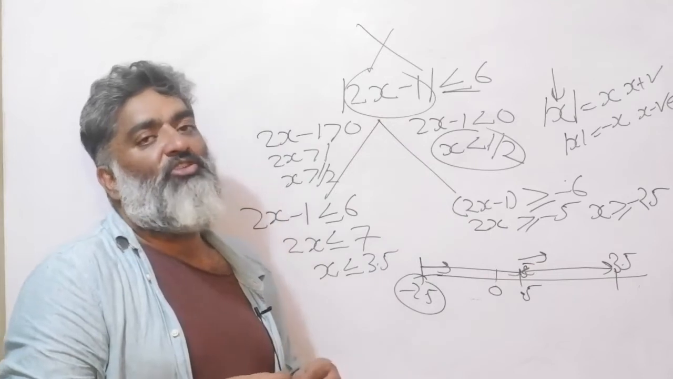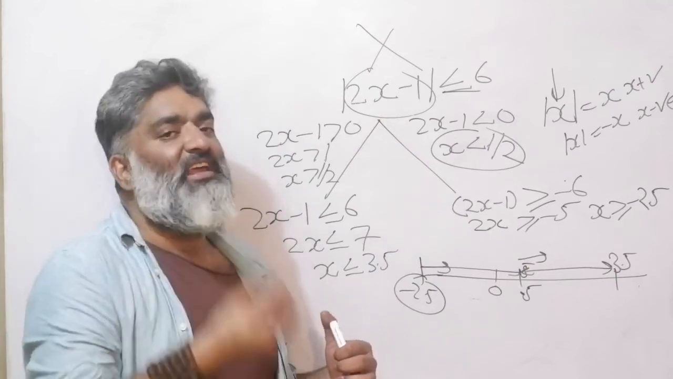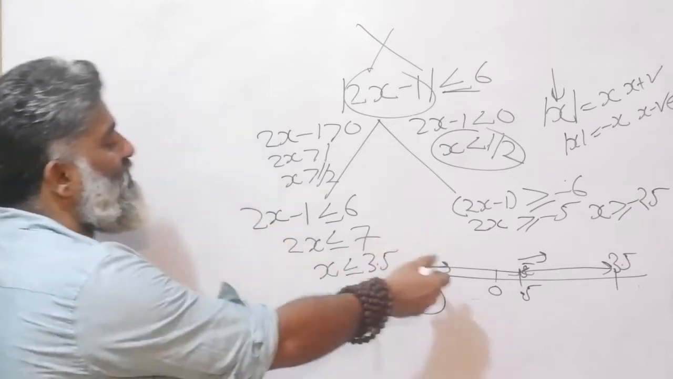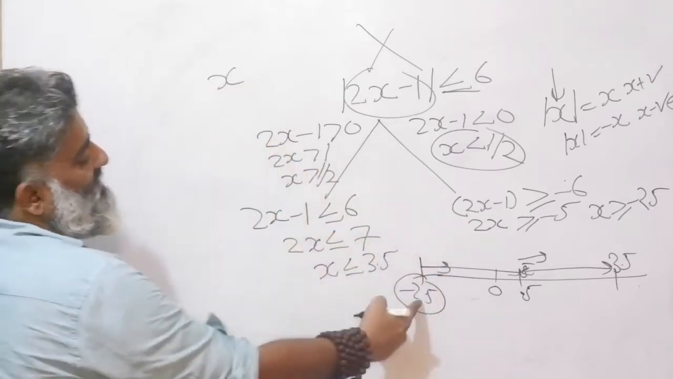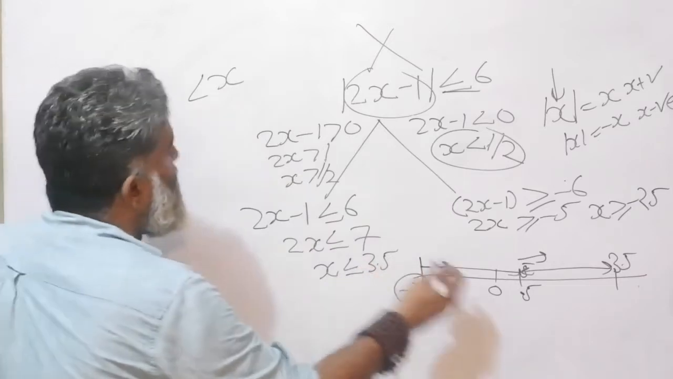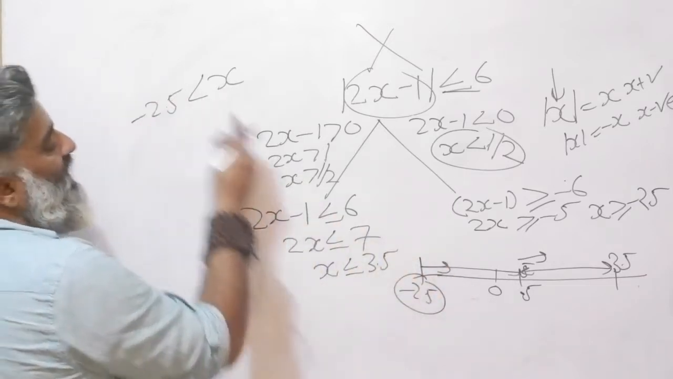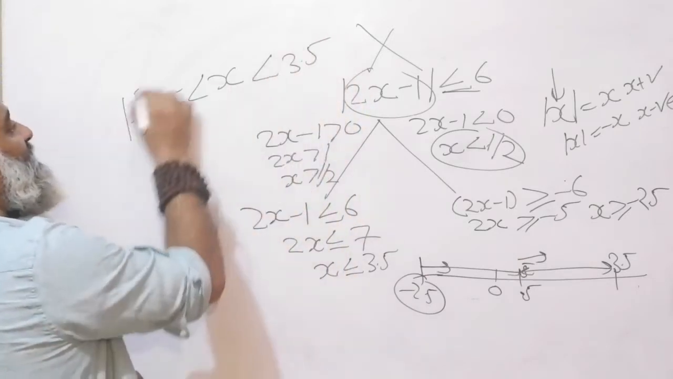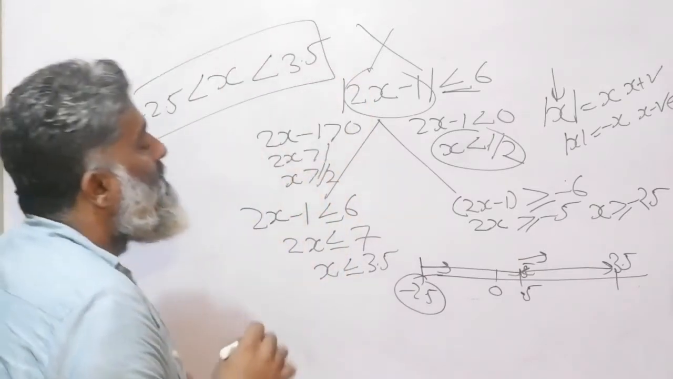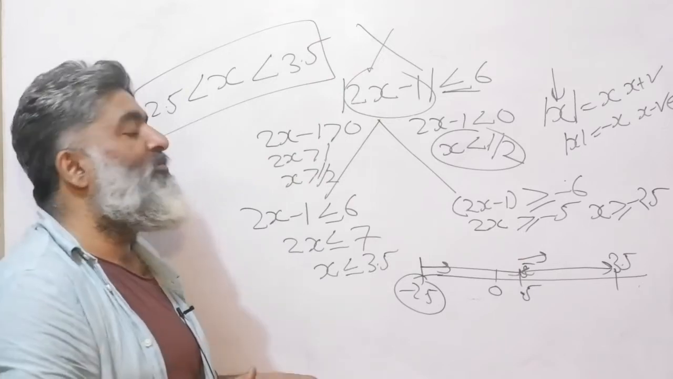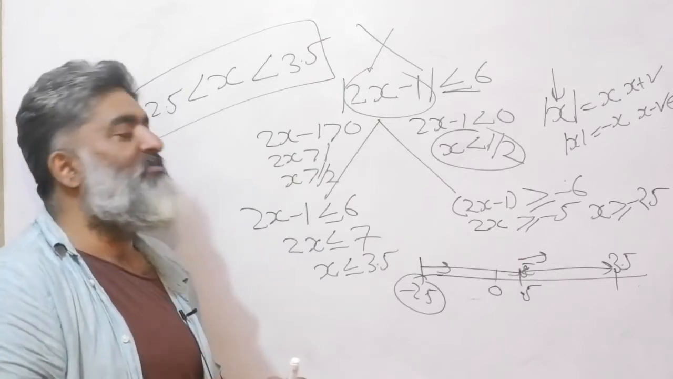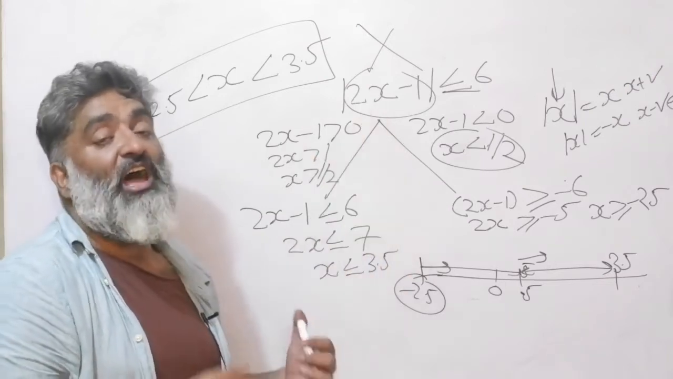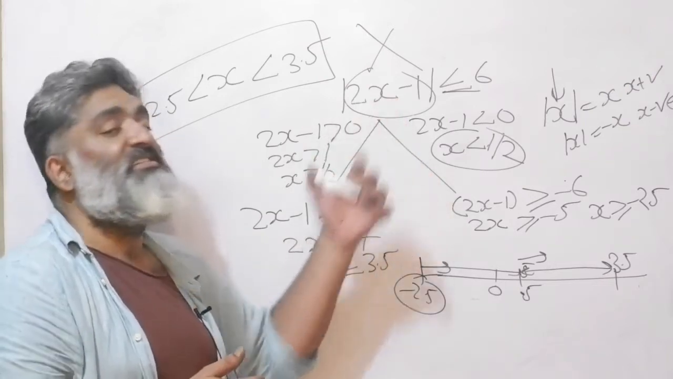The other part could be, I can add another layer of language and say, okay, I'm not interested in the range. How will you write the range? You will say, okay, x is greater than, on the right of minus 2.5, and it is less than, on the left of 3.5. So this will be your final solution. But just to make life difficult for beginners, the examiner or the question setter might say, give me the integral solutions to this inequality. How many integers satisfy this inequality?